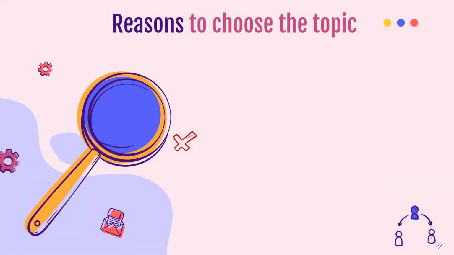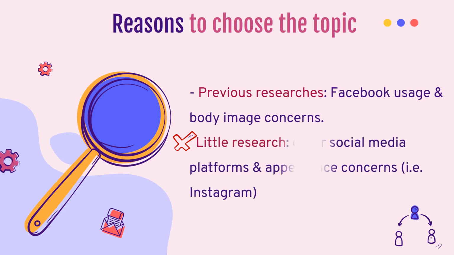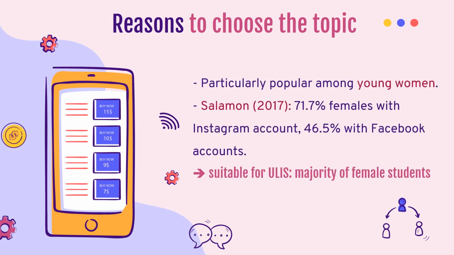Regarding the reason for the topic, previous researchers have found a link between Facebook use and body image concerns. However, there is very little research examining the association between the use of other social media platforms, for example Instagram, and appearance concerns. Besides, Instagram is particularly popular among young women.